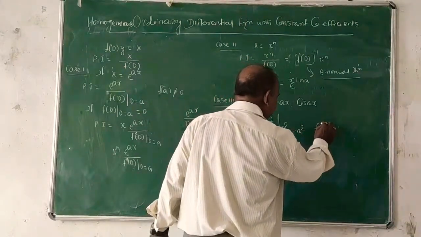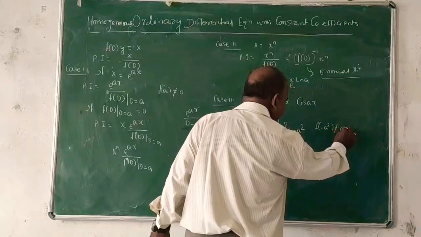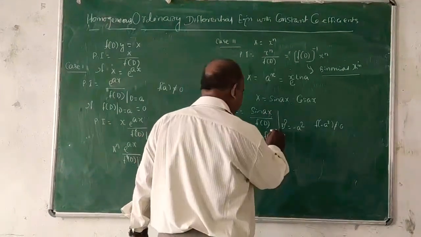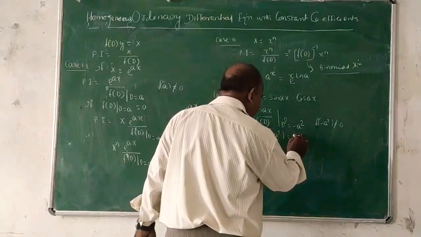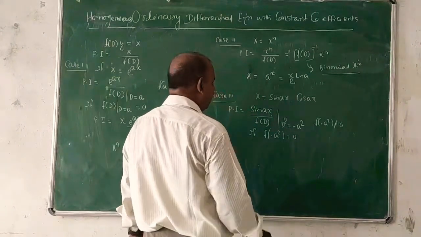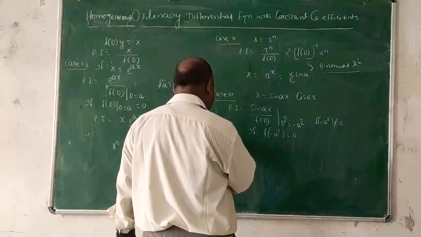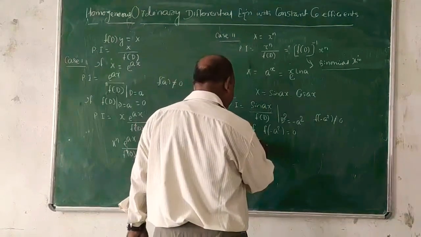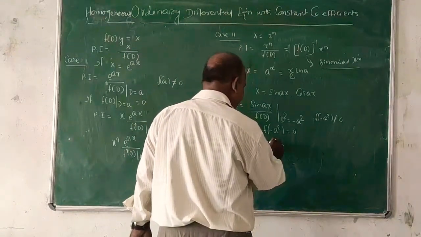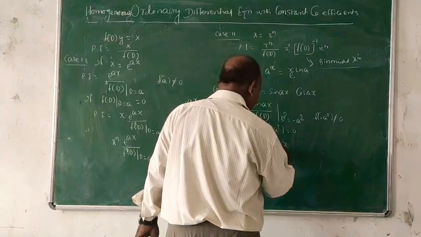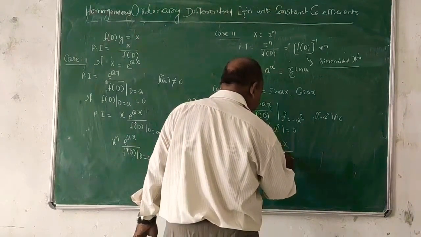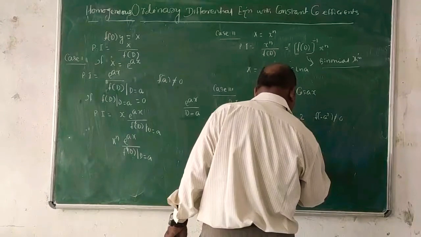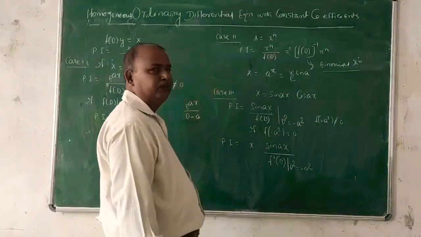If provided f(−a²) is not equal to 0, we proceed as before. Now, by substituting D² = −a², if f(−a²) is equal to 0, then how to find out the particular integral in this case? The particular integral will be like this: x into sin(ax) by the derivative of the denominator, that is f'(D), with D² equal to −a².